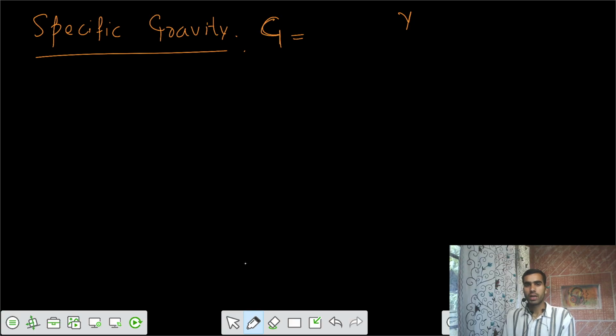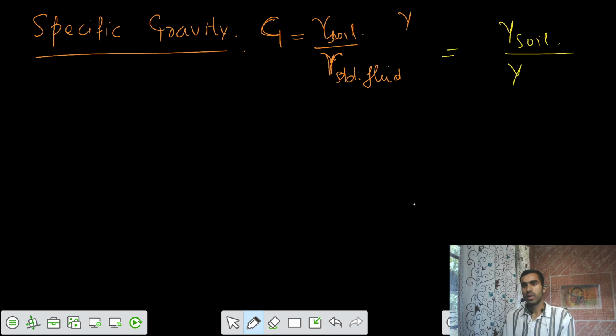That is actually the ratio of unit weight of one material, let's say the unit weight of soil, divided by the unit weight of a standard fluid. In our case, that standard fluid is water. So we say unit weight of soil divided by unit weight of water. That's your G, specific gravity.